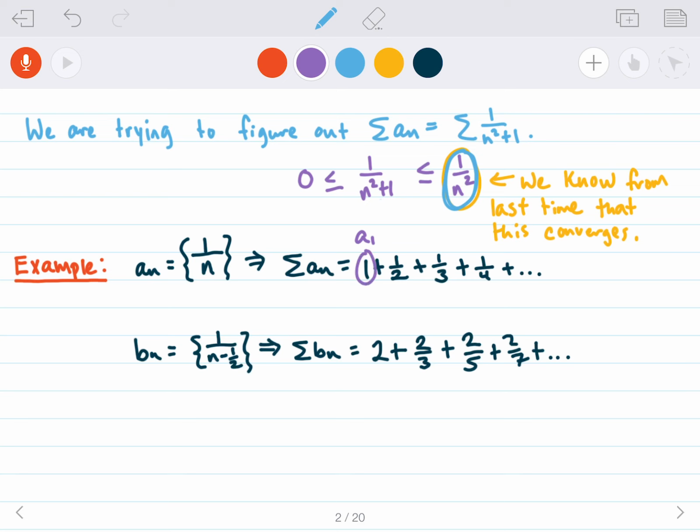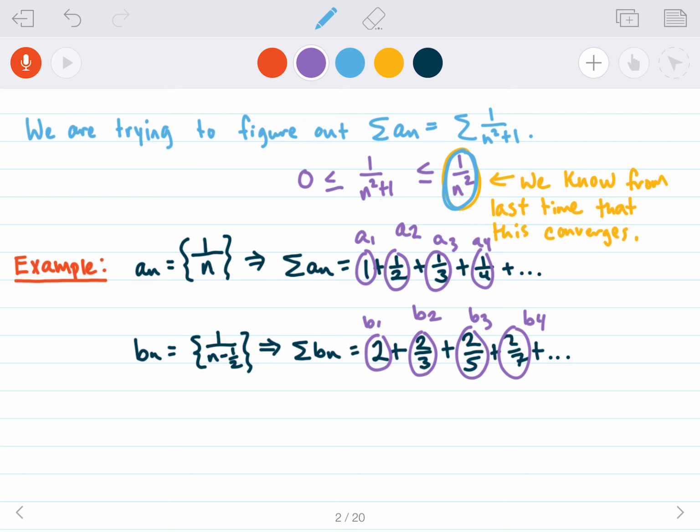If we plug in 1 into this guy, we get 1. A sub 2 is 1 half. Again, we're just plugging in n equals 2 in here, and so forth. Okay, so this is a sub 3 and a sub 4. And now if we look at our series on the bottom, this guy is going to be b sub 1, b sub 2, b sub 3, and b sub 4.